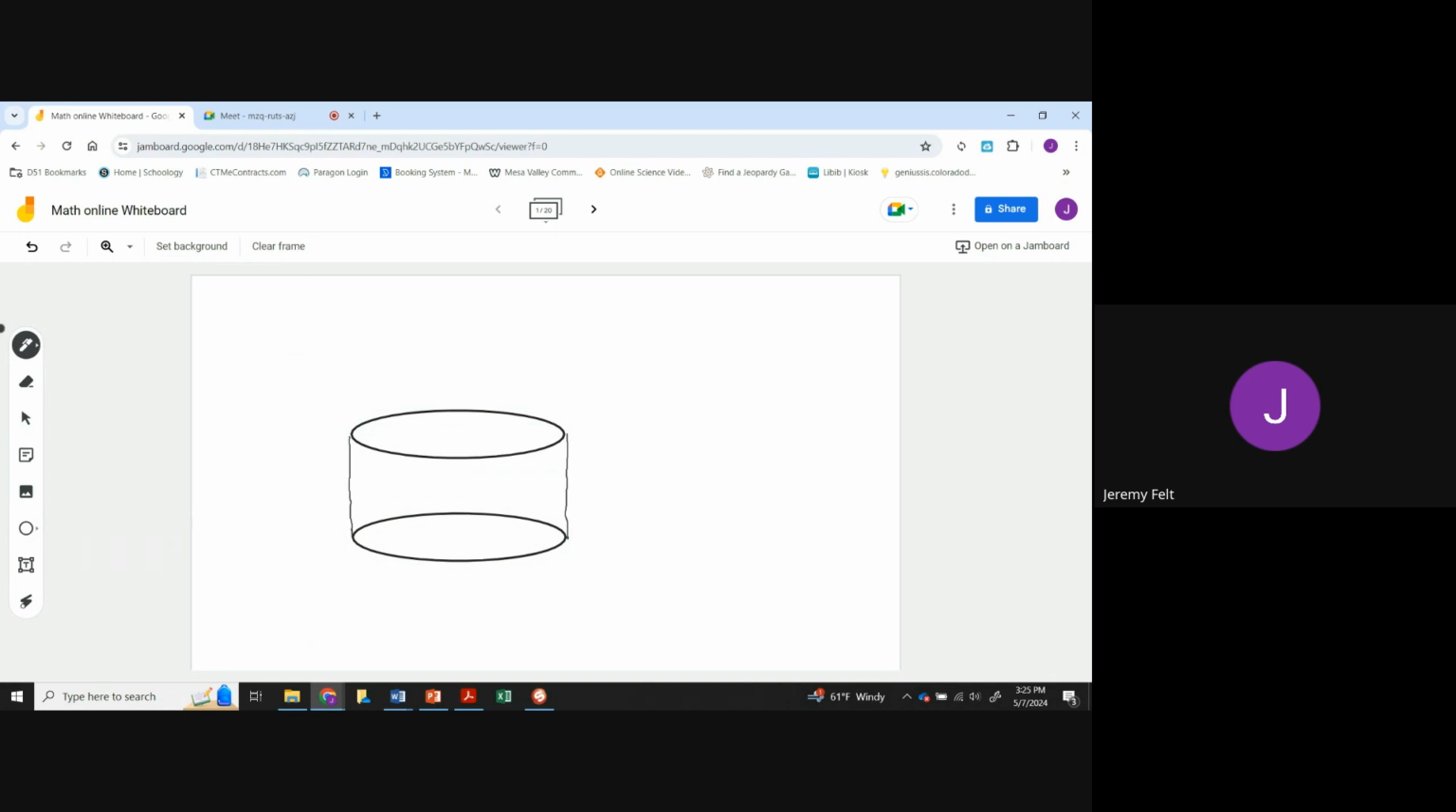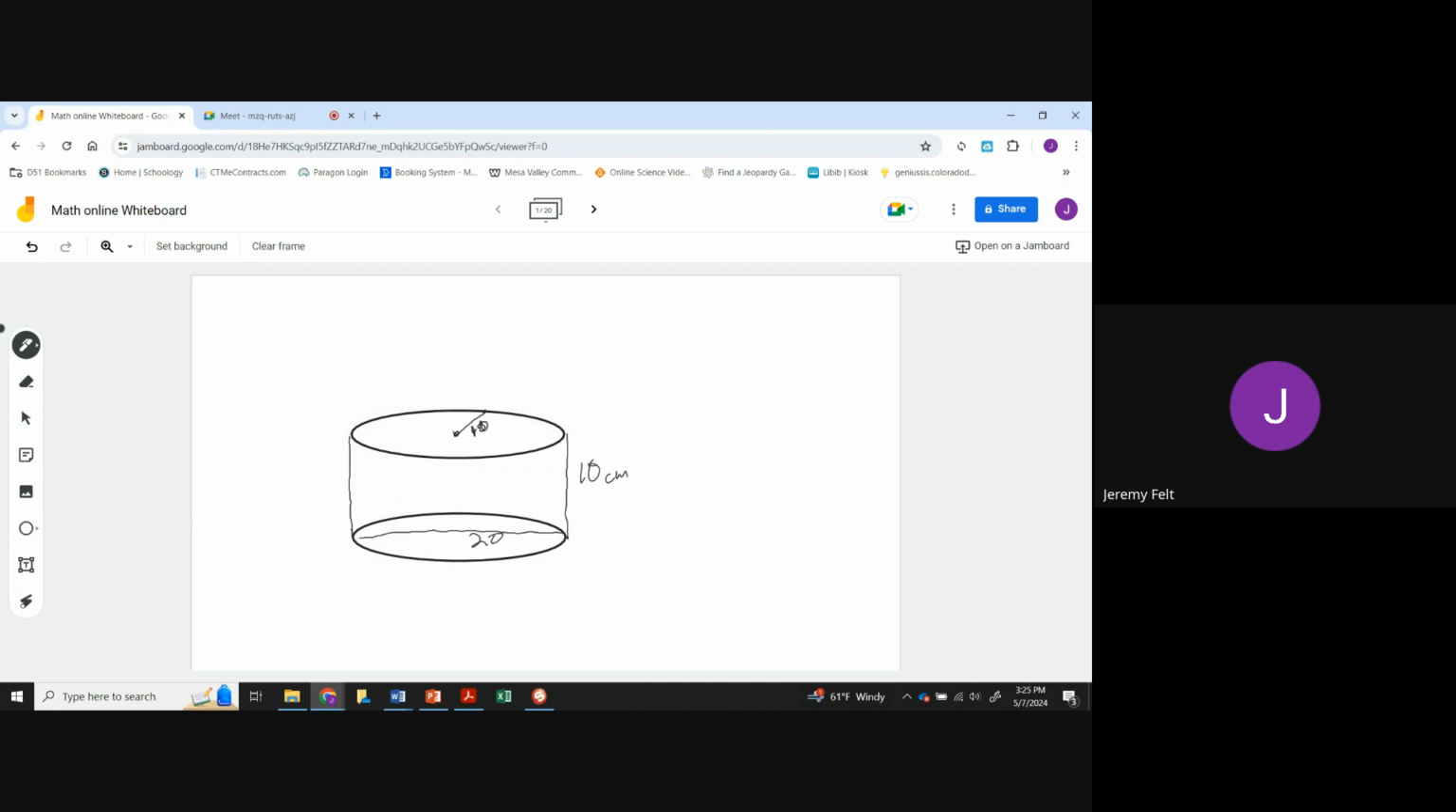So what are we given? We're told that this is 10, so this is my height. We're told that the diameter is 20, which means the radius is 10. So that's a 0 right there, 10. Because the diameter is 20, radius is always half the diameter, so it's 10.